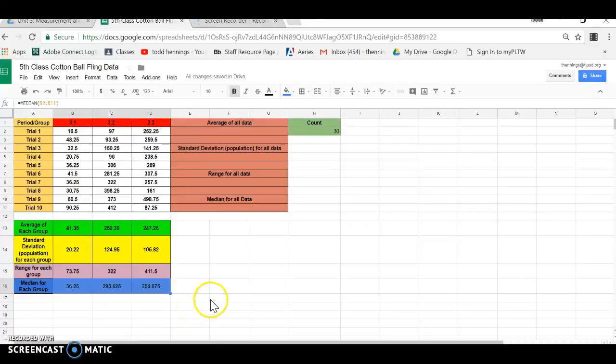So what I'm going to leave you to figure out is, these were for each group: the average, the standard deviation, range and median. Over here in this set, let's find for the whole value, all 30 measurements, what's the average, the standard deviation, the range, and the median. And let's also make a histogram for the entire data set. Okay? All righty then.